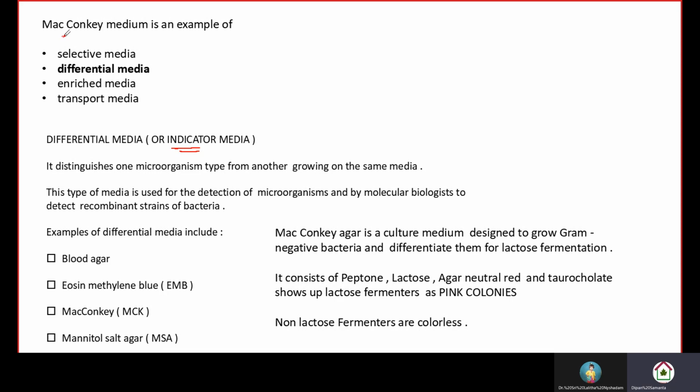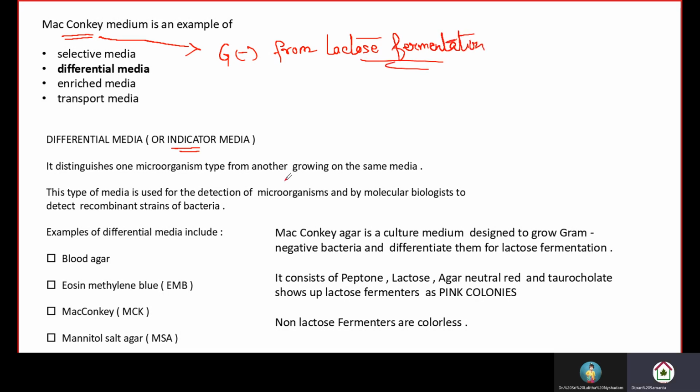For example, MacConkey differentiates gram-negative bacteria from lactose fermenting bacteria, those bacteria which carry out lactose fermentation. So differential media distinguishes one organism type from another growing on the same media. This type of media is used for detection of microorganisms and by molecular biologists to detect recombinant strains of bacteria.